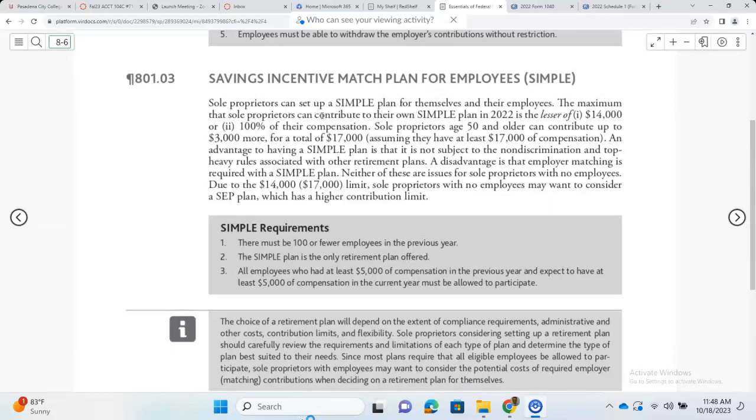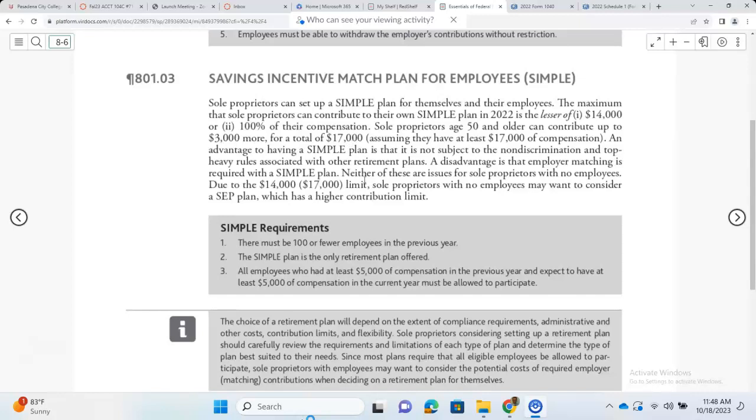The maximum sole proprietors can contribute to their own simple plan in 2022 is the lesser of 14,000 or 100% of their compensation, whichever is less. Sole proprietors 50 and older can contribute another 3,000, which ends up to be 17,000.